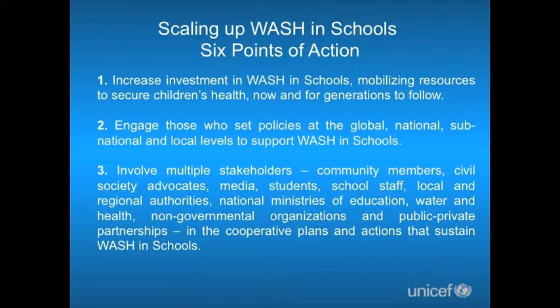The first one is we need to increase investment for WASH in Schools programs. We need to find ways to engage with the way the Ministry of Education, Ministry of Health, and Ministry of Water allocate budgets so that WASH in Schools finds its space, or with the private sector or others. And the second, we need to engage those who set policies at global, national, and local levels so that WASH in Schools programs get a space for sustainability. And thirdly, we need to involve multiple stakeholders. It's not only the government, it's not only the students, it is the parent-teacher associations, the local society, the faith-based institutions, and non-governmental organizations engaging with WASH in Schools programming.